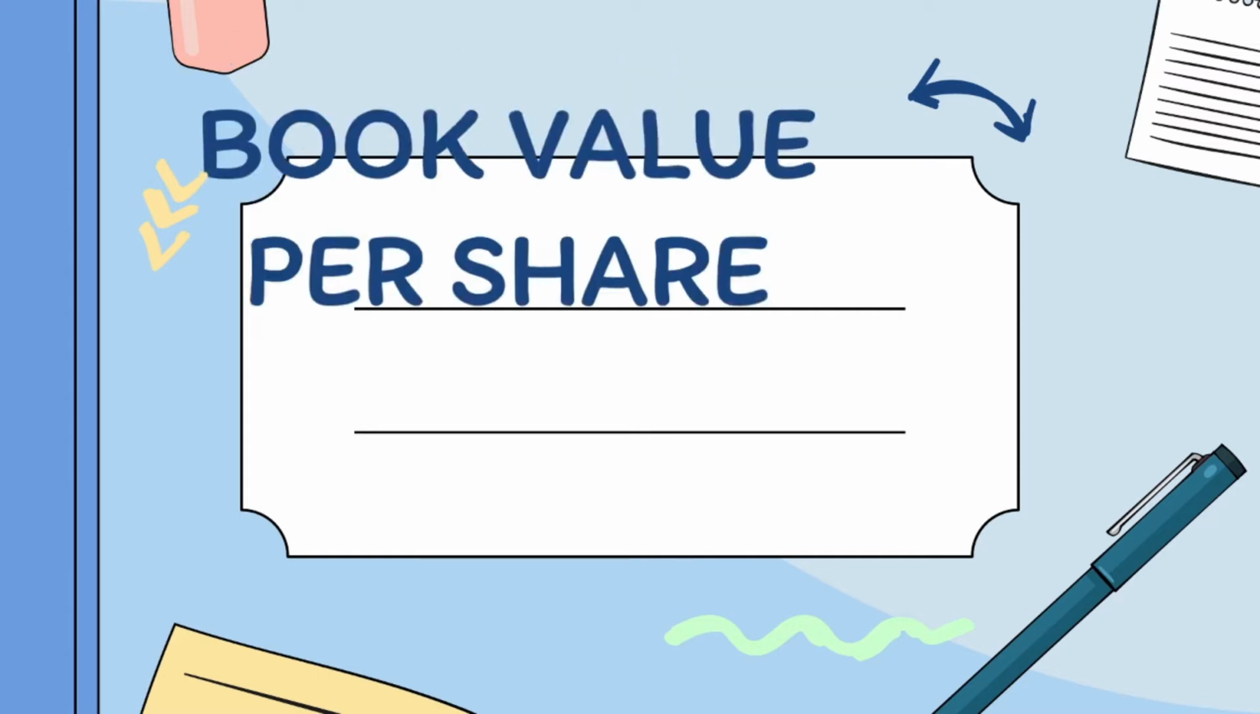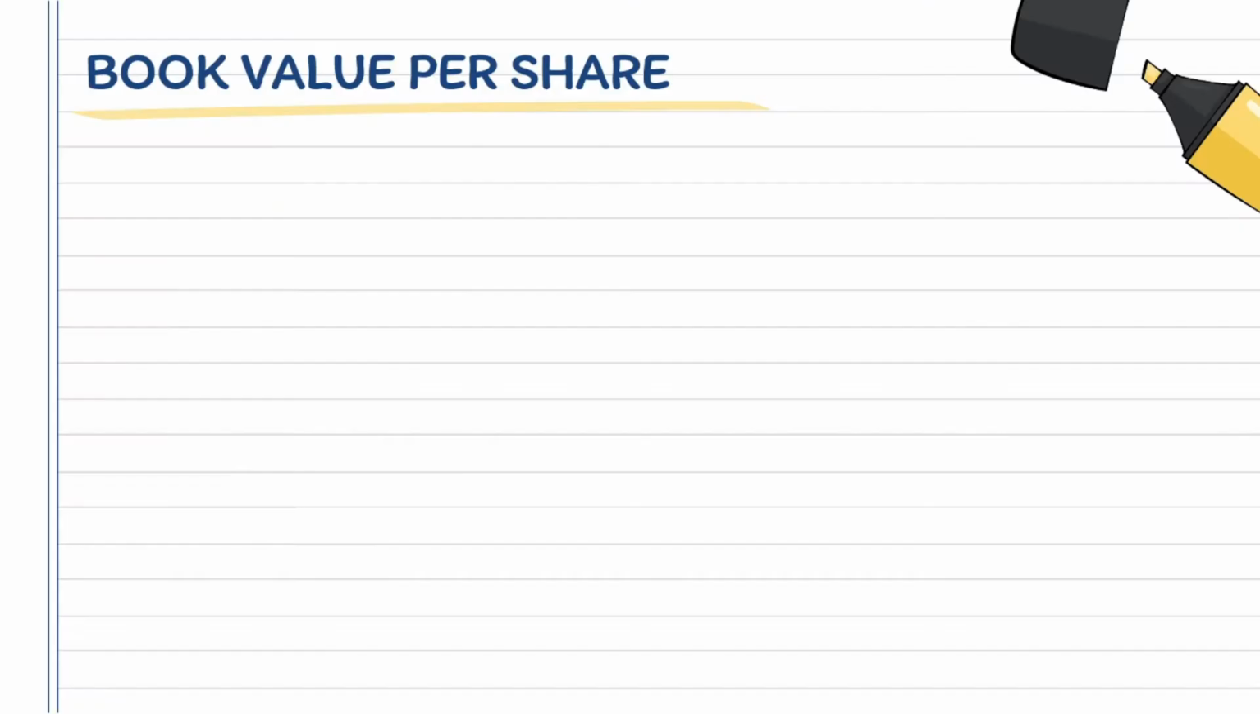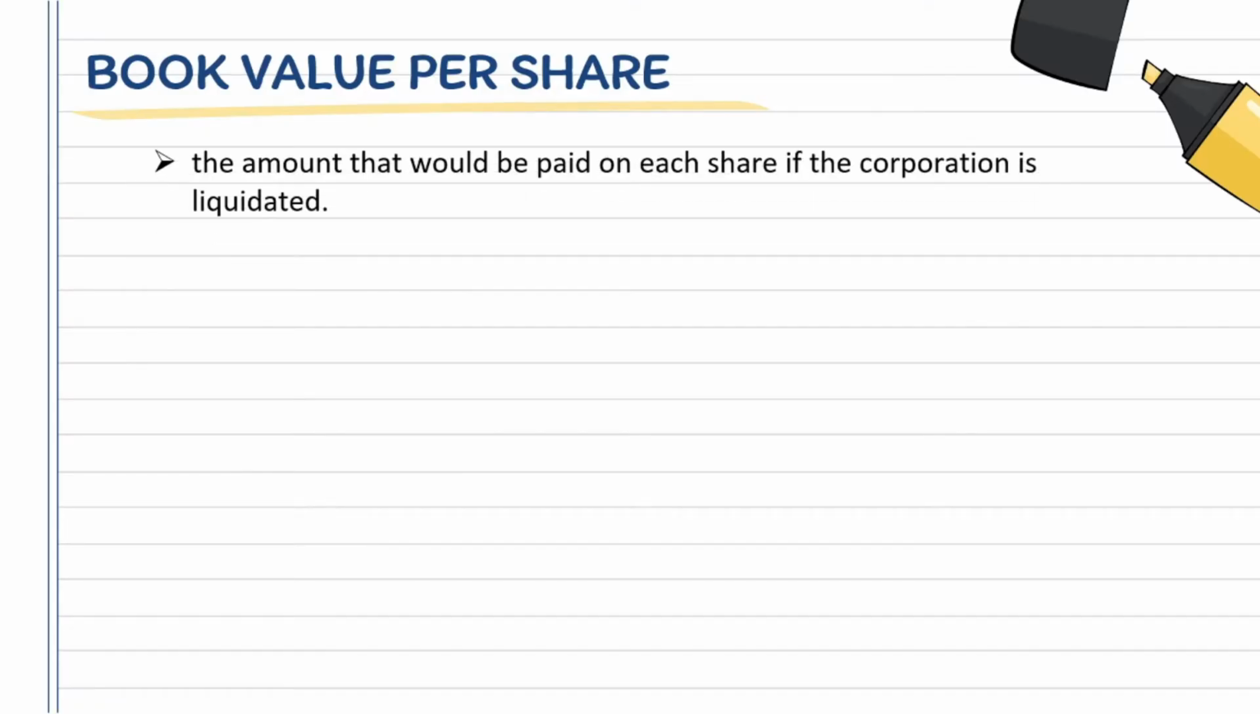So first, let's define book value per share. Book value per share is the amount that would be paid on each share if the corporation is liquidated. Meaning to say, yung book value per share, ito yung amount or value na matatanggap ng isang shareholder sa bawat share niya dun sa corporation by the time the company has liquidated its assets.